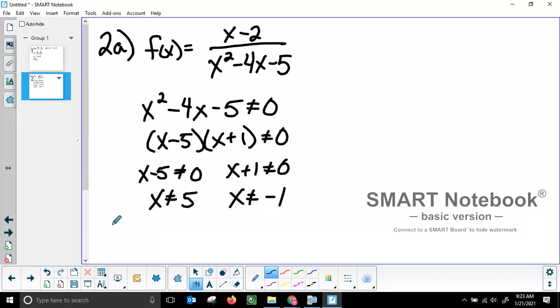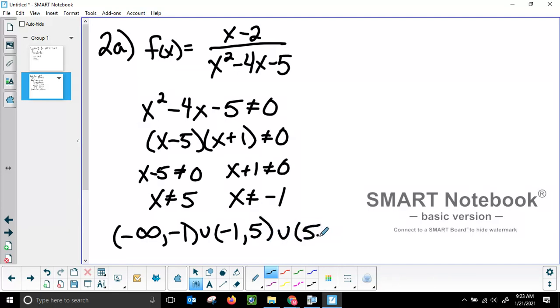All right, now remember, this is going to be a multiple choice test, so your answers will probably be in interval notation. So we would say from negative infinity to negative 1, not including negative 1, union negative 1 to 5, not including 5, union 5 to infinity, not including 5 again.